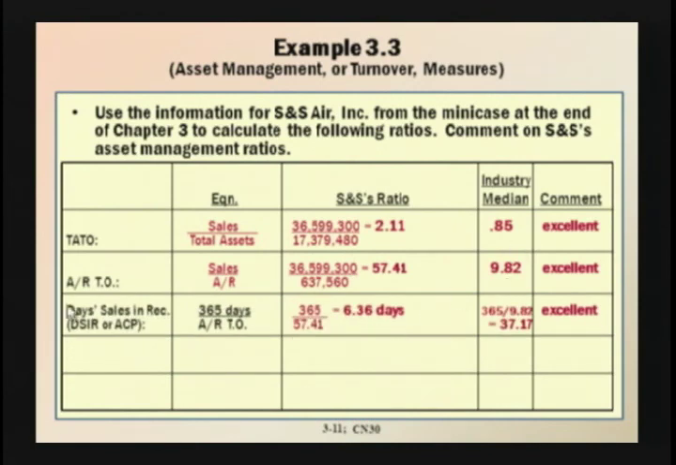Days sales in receivables, or the average collection period, is calculated by taking the 365 days in a year and dividing by how many times the accounts receivable turned over during a year. So if your accounts receivable sale was made on credit and it's collected and that process is repeated 57 times during the year, then over the course of a 365-day year, that cycle of selling on credit and collecting has occurred 57 times, then that on average occurs about every 6.36 days. So they make a sale on credit and collect it about every 6.36 days.